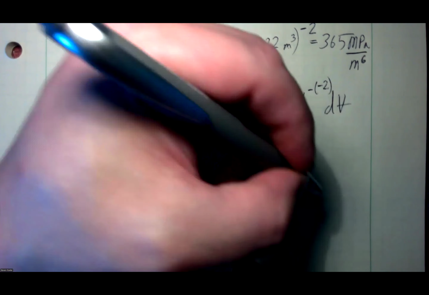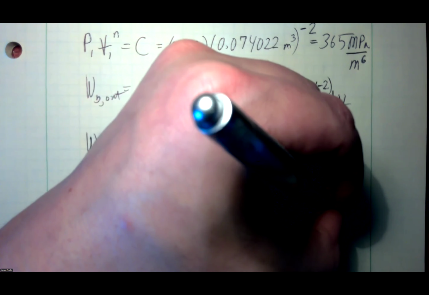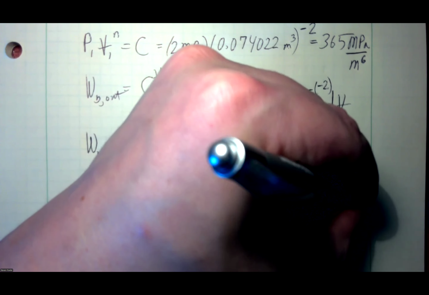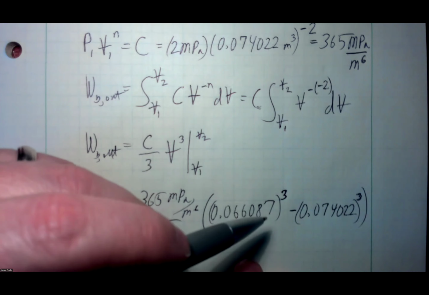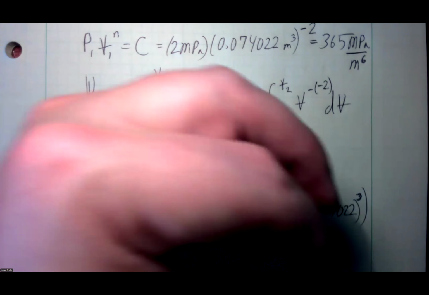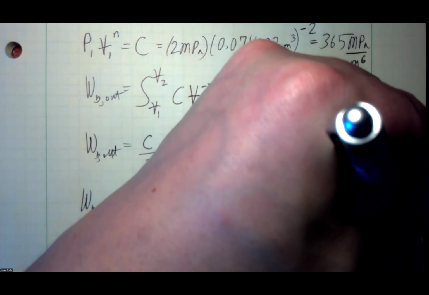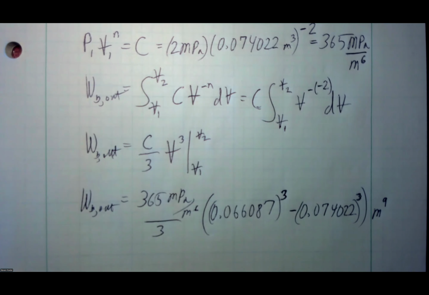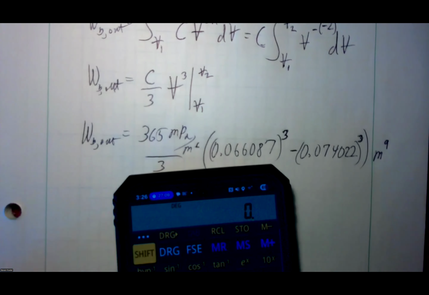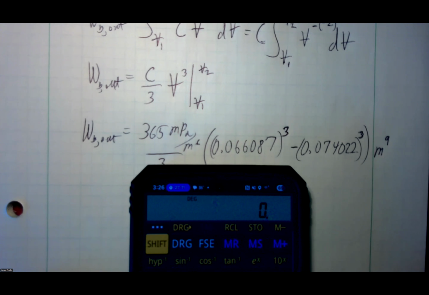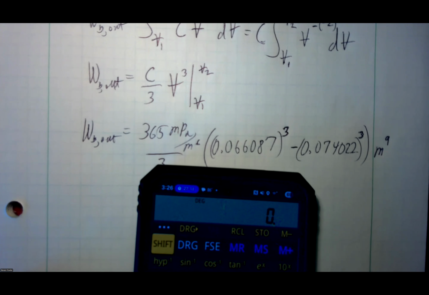So that is 0.074022. That's also going to get cubed. And then that is meters. Both of these are meters cubed, and they're getting cubed, so that is going to be meters to the ninth. Okay. Run these out. Probably could have shortened this video by pausing it as I do calculations. Maybe I'll try to do that in the future.